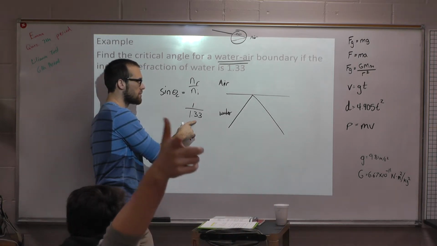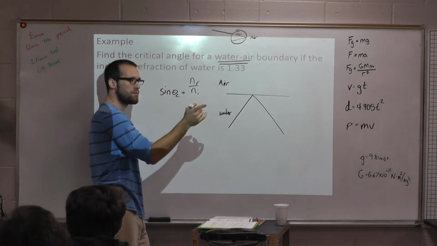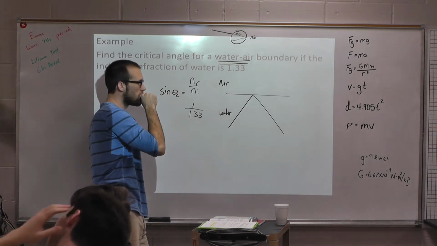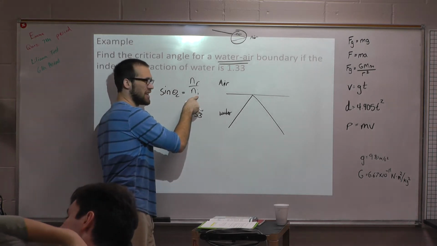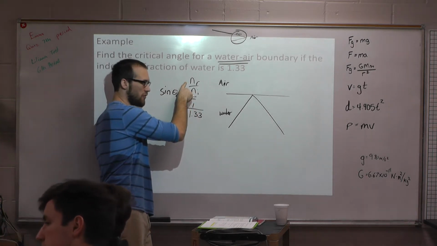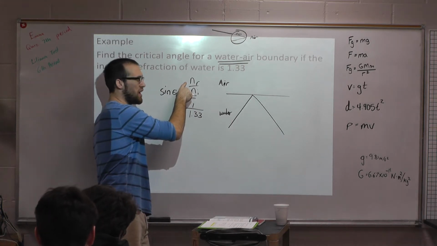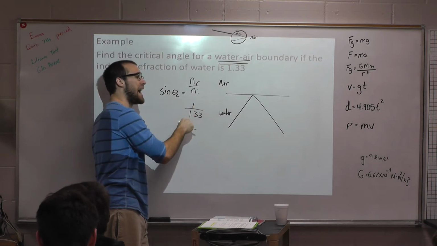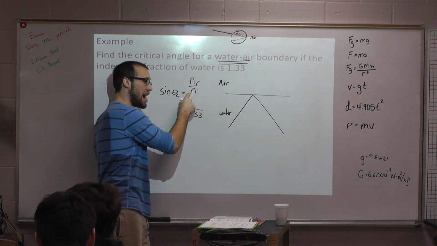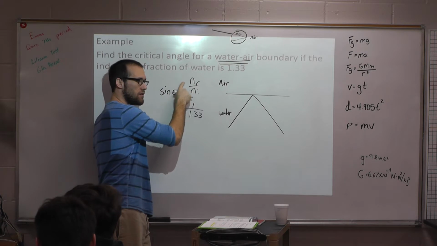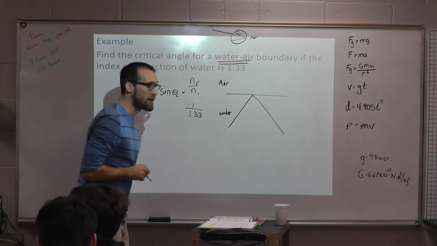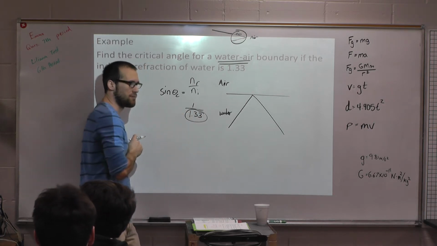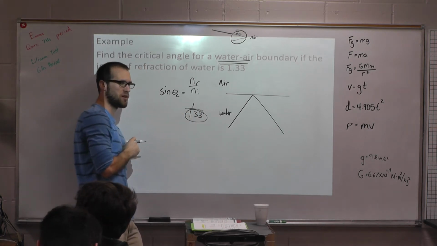Which one is NR? Which one is NI? NI is your incidence coming in, and NR is your refracted, okay? And we know it has to go from slow to fast, which means it has to go from high to low. High to low. For the critical angle, is that always low over high? Yeah, you always have a bigger number on bottom when you're doing critical angle problems.